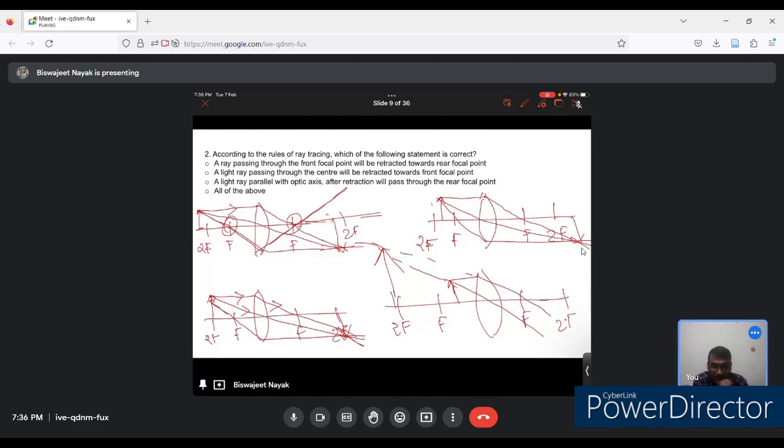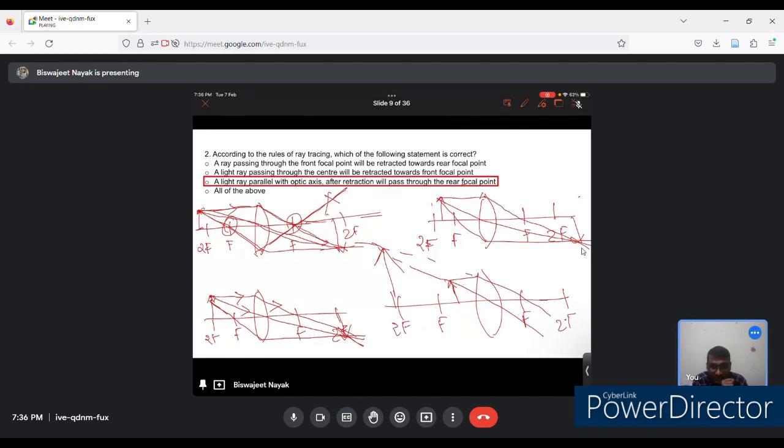Okay, the light ray passing through the center will be refracted towards the focal point. No, because if the light ray passes through the center, it will directly go through. If the light ray is parallel to the optic axis, after refraction it will pass through the rear focal point. So this is the correct answer. If it is parallel to the optic axis, then it will pass through the focal point.